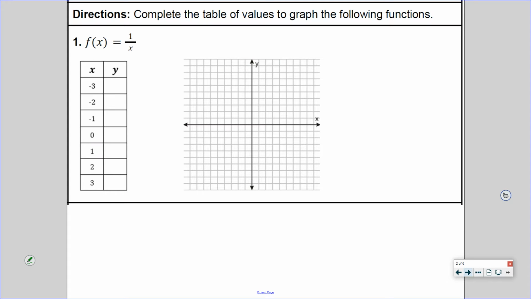All right, I want you guys to do a little exploring. Complete this table and plot the points and see if you can guess what the graph looks like. Don't flip over your paper.